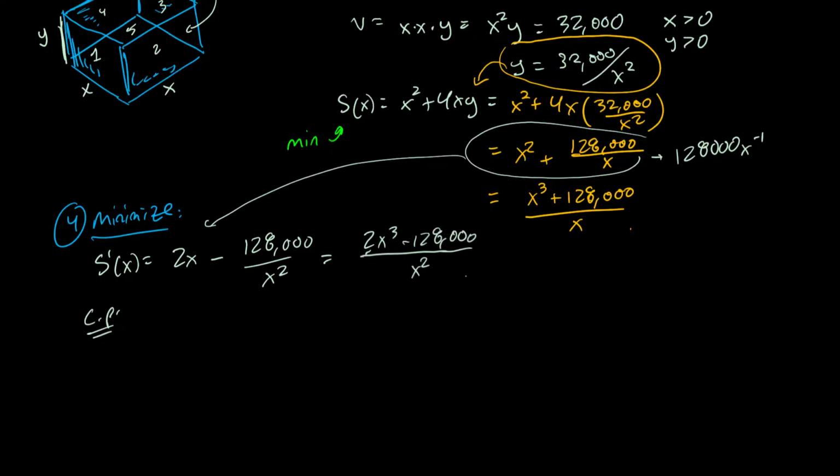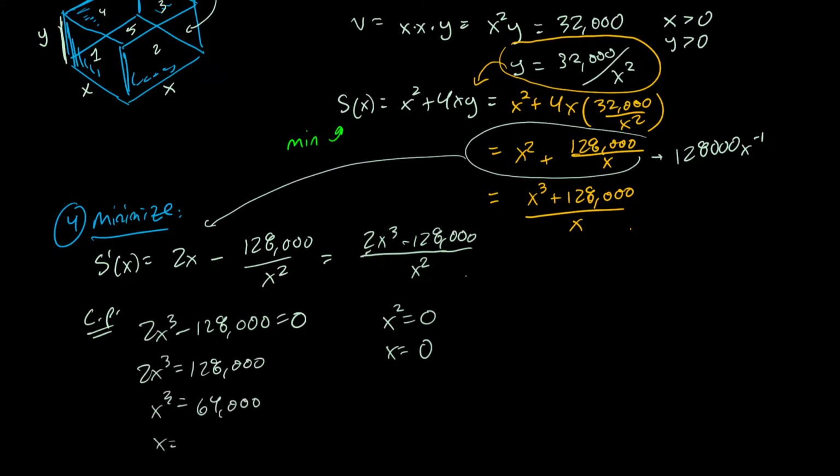Now the critical points, remember, come from the numerator equaling 0, which would give you the horizontal tangent lines, or also where the denominator equals 0, which can give you your vertical tangent lines. Here we have at x equals 0, we have a problem. But what kind of box would you have with a 0 by 0 square base anyway? So we know that's not really going to be an issue. We just need to solve 2x cubed equals 128,000. So I get the cube root of 64,000, which would be 40. So 40 is a critical point.